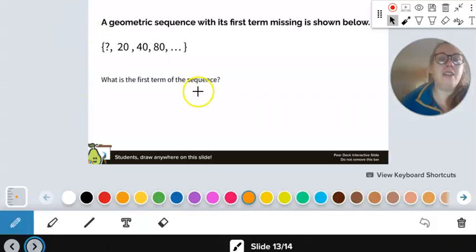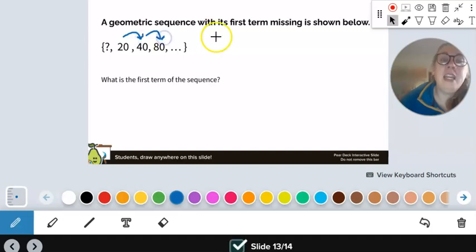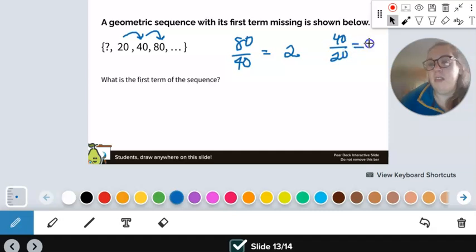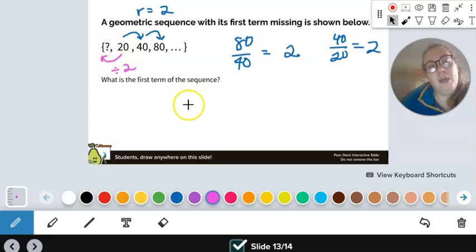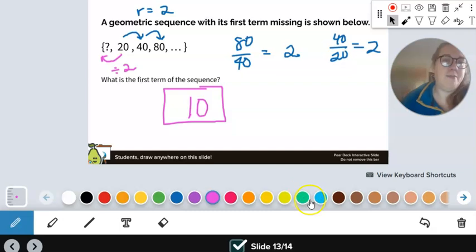Slide 13 is next. 20 to 40, 40 to 80. 80 divided by 40 is 2. 40 divided by 20 is 2. Our common ratio is 2. So if we want to go backwards, we're just going to divide by 2. 20 divided by 2 is 10. So our first term is 10.